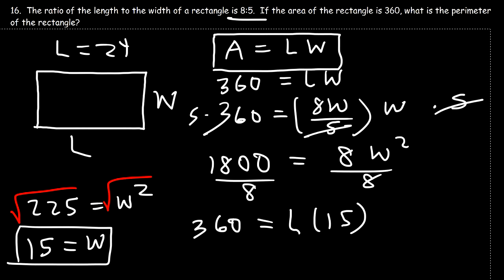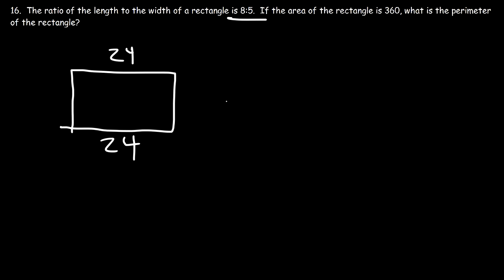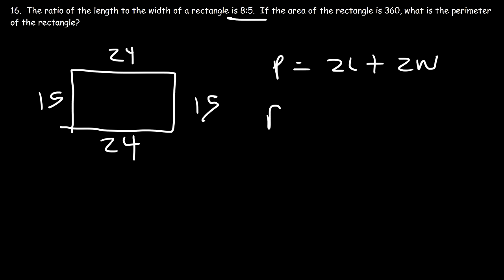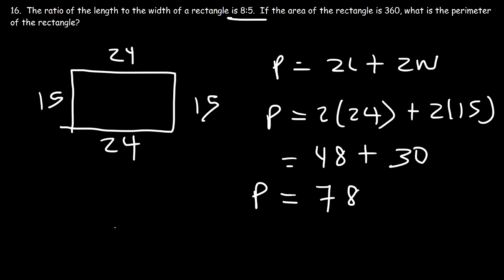So now that we have the length and the width, we can calculate the perimeter. The length is 24 and the width of the rectangle is 15. The perimeter is the sum of all four sides. It's 2L plus 2W. So as we said before, L is 24 and W is 15. 2 times 24 is 48. 2 times 15 is 30. And 48 plus 30 is 78. So this is the perimeter of the rectangle. It's 78 units long. And that's it for this problem.